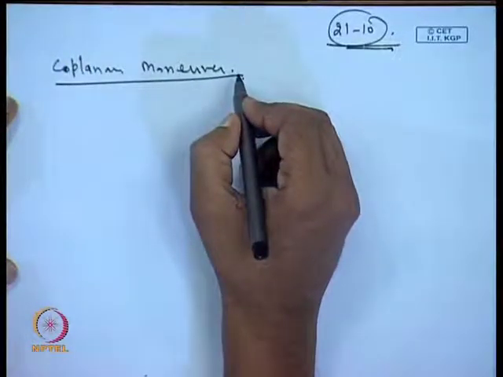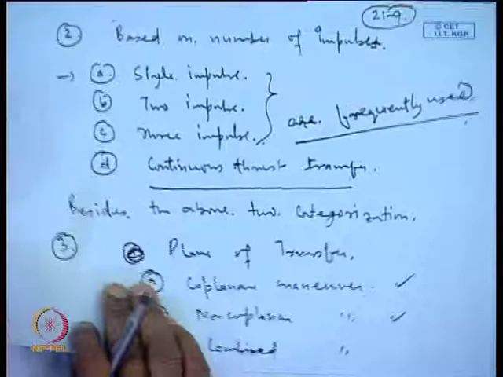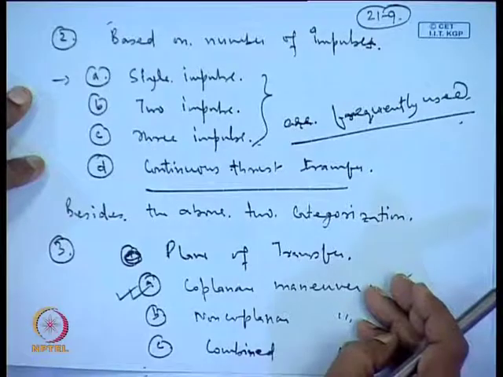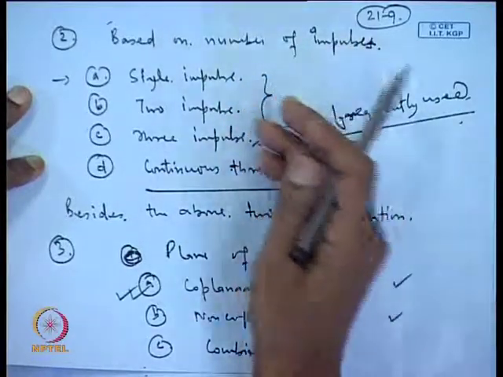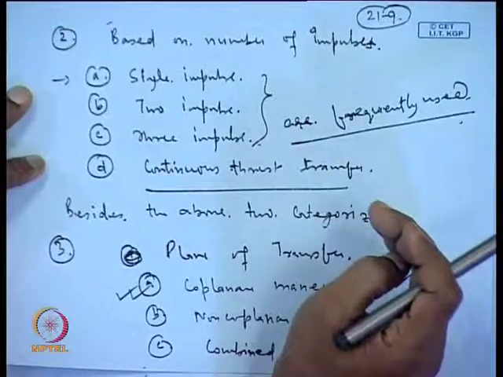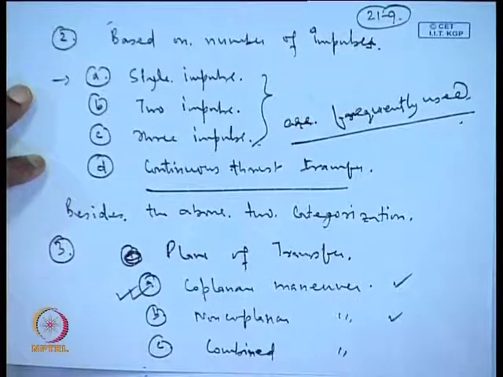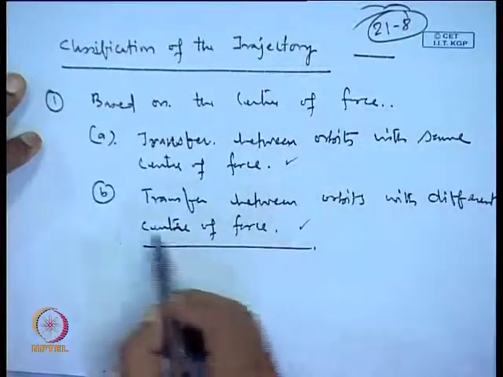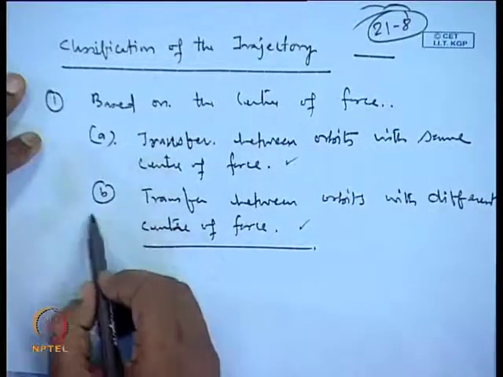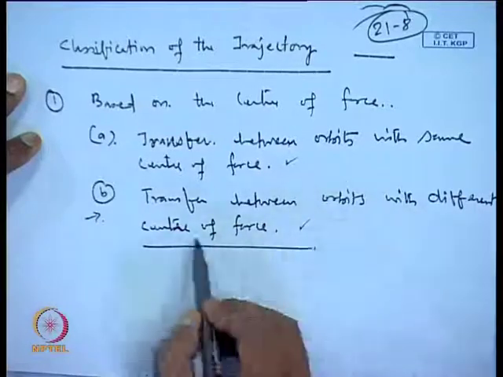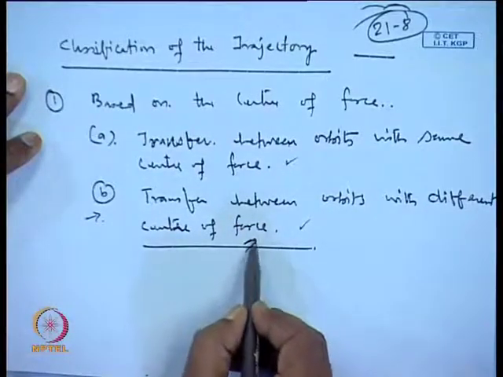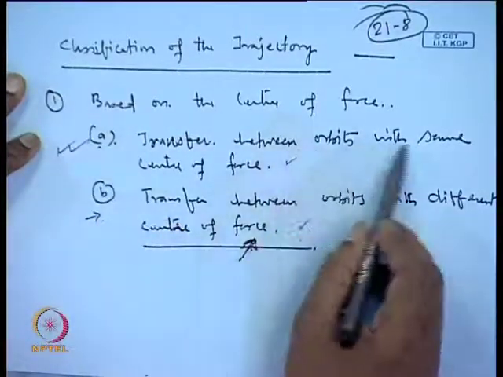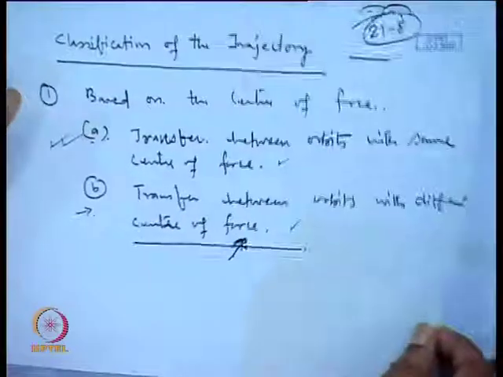So, the coplanar maneuver. What do we do? We start with this coplanar maneuver, and under this you will have the single impulse transfer, 2 impulse transfer, 3 impulse or the continuous transfer. Okay. And this is based on the center of force. Obviously, the transfer case with different center of force we are not going to do. But we will cover in this course the transfer between orbits with the same center of force.